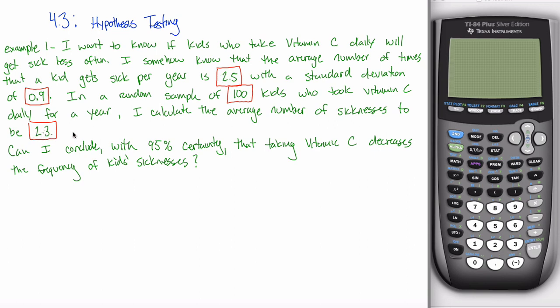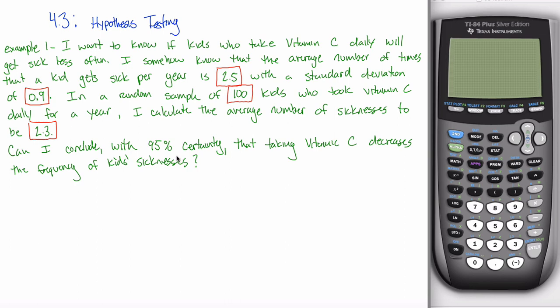Well, no, not necessarily. The problem here is this 2.3 is not the population of all kids taking vitamin C. It's just the sample of kids taking vitamin C. If I knew the population average of kids taking vitamin C, and that were less than 2.5, well then yeah, vitamin C works. But because this is just a sample average, there's some variance associated with it. The idea is maybe just out of dumb luck, these 100 kids who I gave vitamin C to weren't going to get sick that many times. Maybe the vitamin C doesn't have anything to do with it.